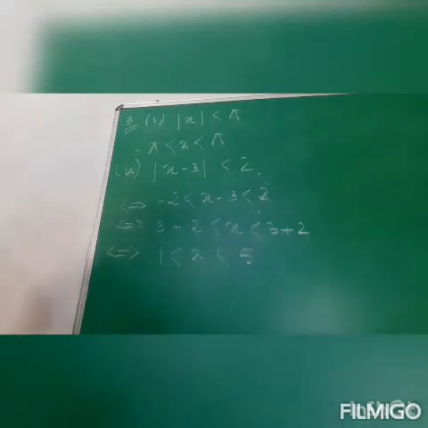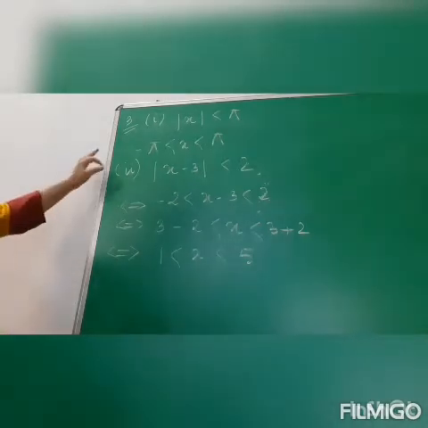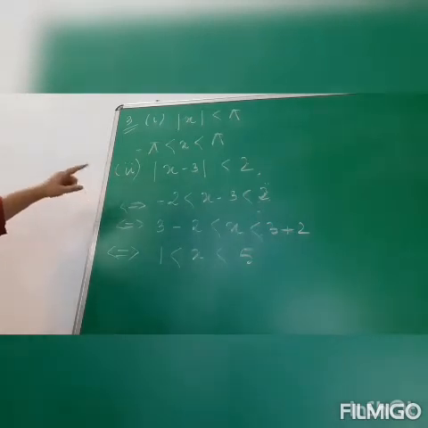Hello students, today we will start with exercise 5.3 question number 3. In this question we have to write down expressions removing the absolute sign. So the first question you see, mod of x is less than pi. From the properties itself we can write that x is greater than minus pi and less than pi.